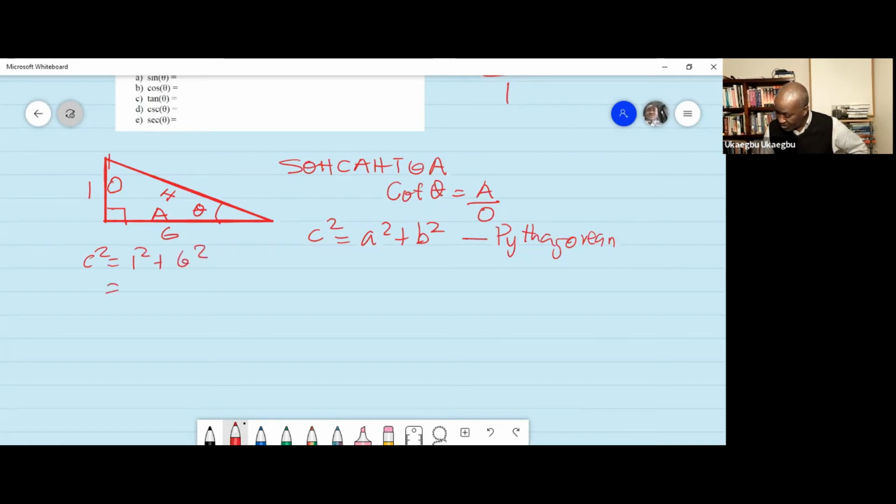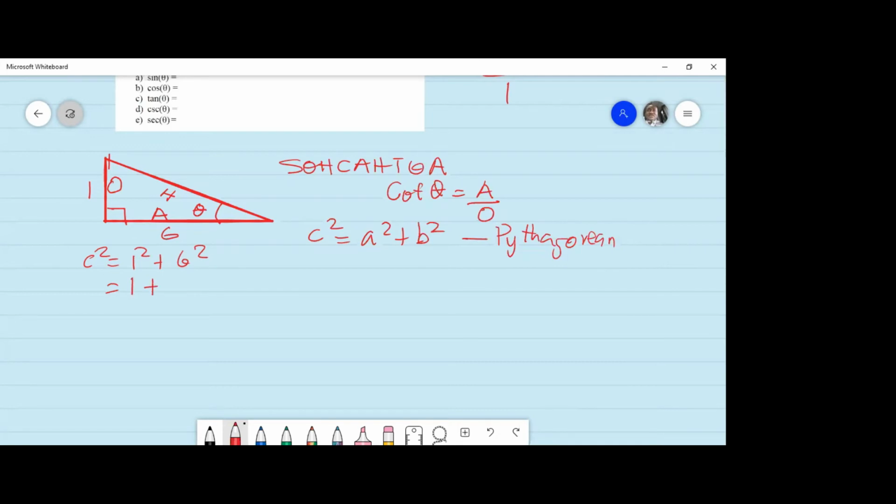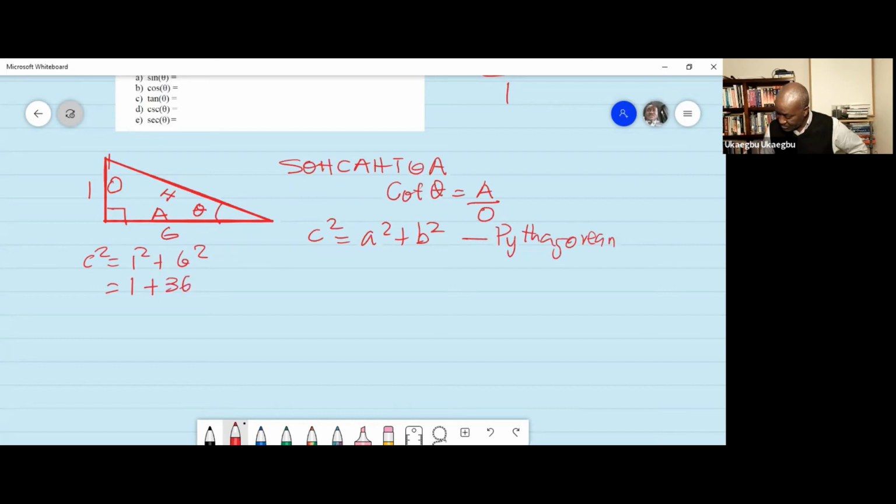We write C squared equals 1 squared plus 6 squared. 1 squared is 1 times 1, which is 1. 6 times 6 is 36. So 36 plus 1 is 37, and that's C squared. In order to get C, you have to take the square root of both sides. So the square root of C squared equals the square root of 37. It means that C is equal to the square root of 37. That's the missing side.